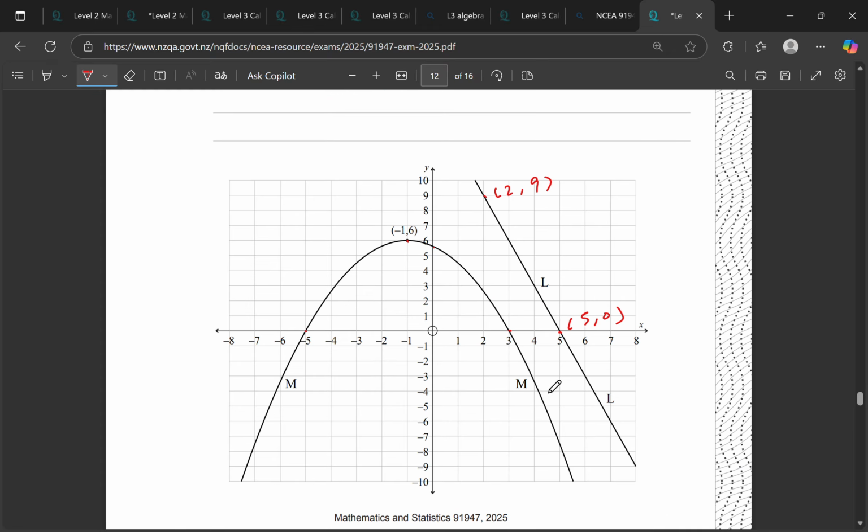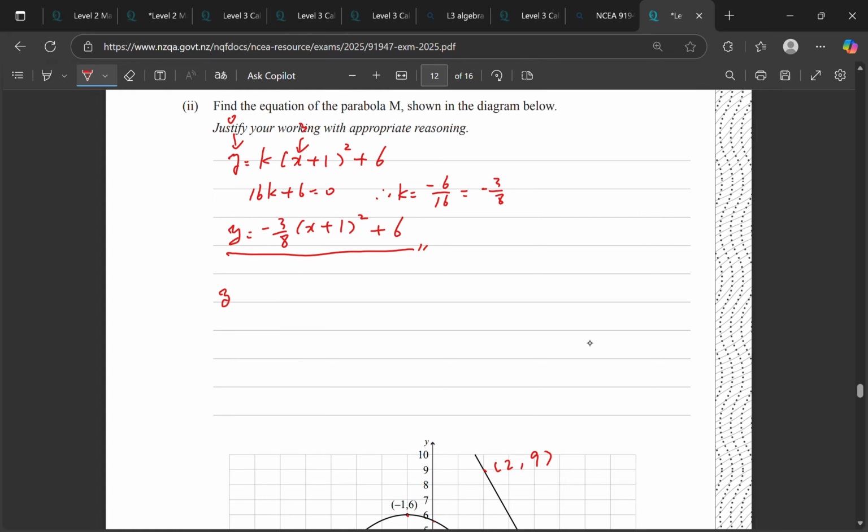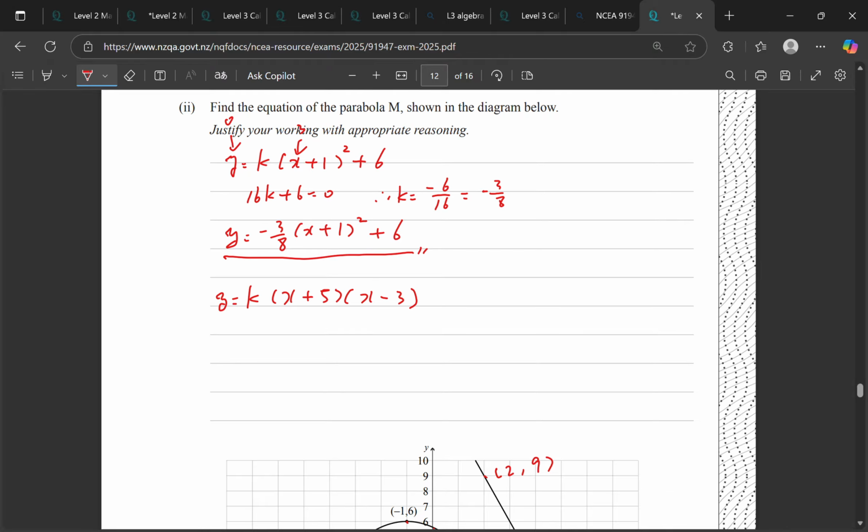As I said, you can use x-intercepts. One is 3, the other one is negative 5. So you start with y equals k, where k is the scale factor again. Because it's minus 5, you have to say x plus 5. Because the other one is 3, you have to say x minus 3. Now, I'm sure k is minus 3 over 8 again. So in this case, you have to use (-1, 6). I'll prove that I was right. With x is minus 1 and y is 6, k has got to be negative 3 over 8.